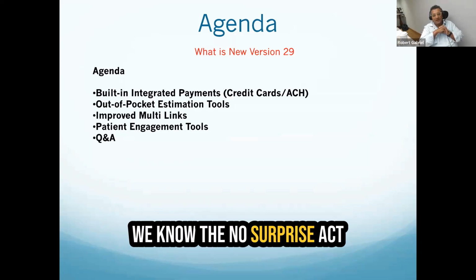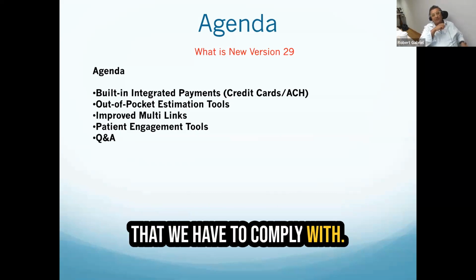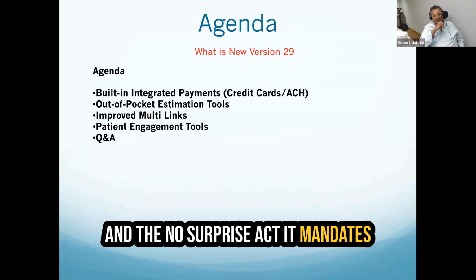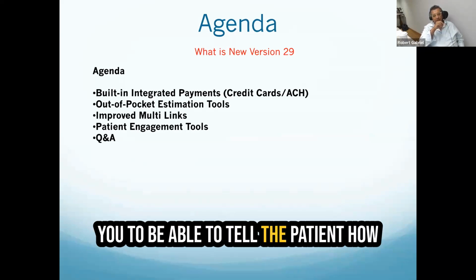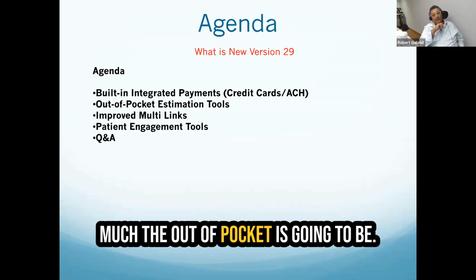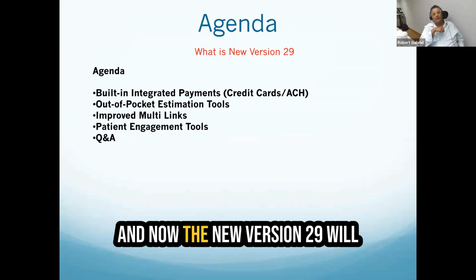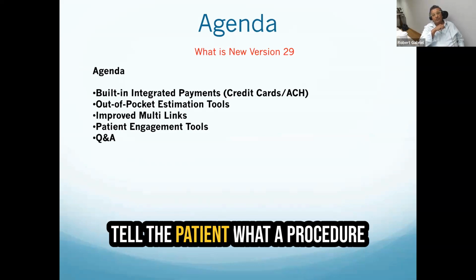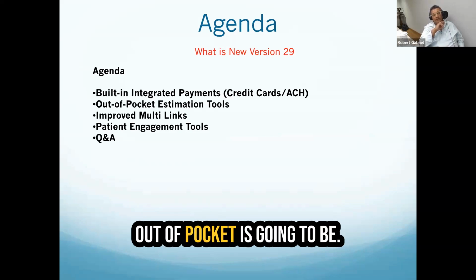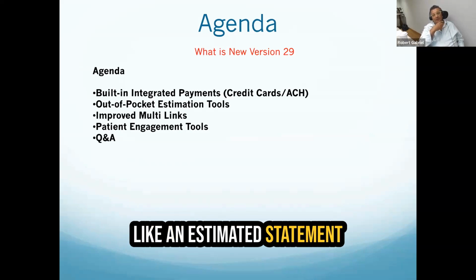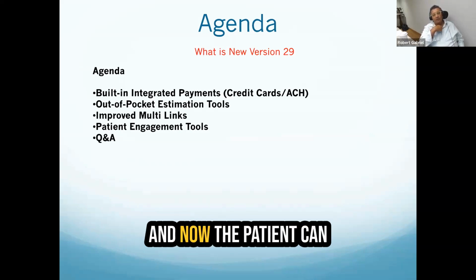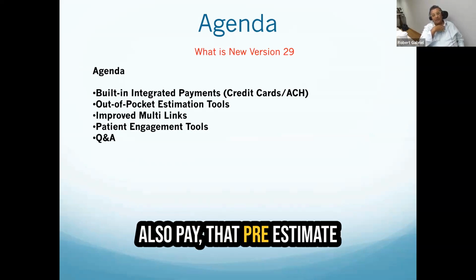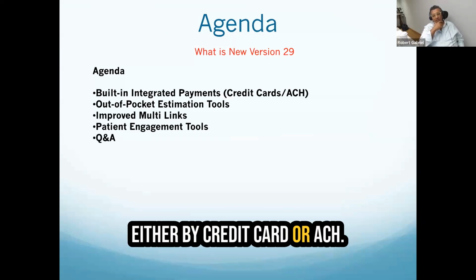We know the No Surprise Act is a new regulation that we have to comply with, and the No Surprise Act mandates you to be able to tell the patient how much their out-of-pocket is going to be. And now the new version 29 will be able to print an estimate to tell the patient what the procedure out of pocket is going to be. So you will be able to print an estimated statement for the patient to have. And now the patient can also pay that pre-estimate either by credit card or ACH.